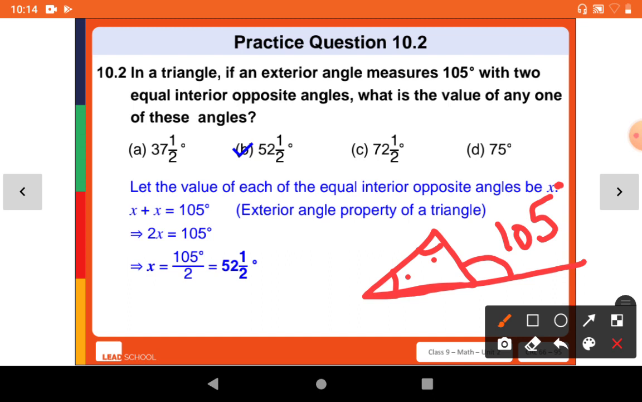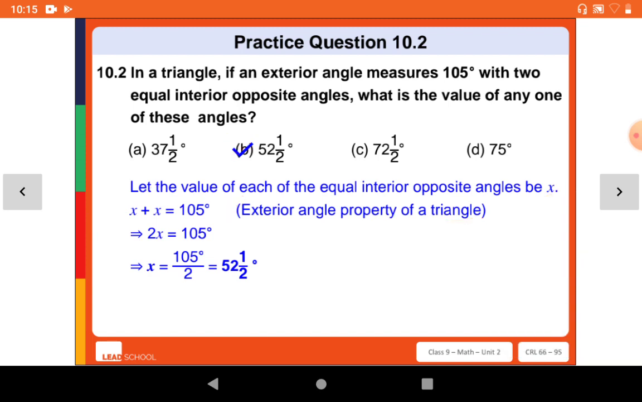If both are equal, then we have considered the value of both here as x, that means x plus x is equal to 105 degree by exterior angle property of triangle. Hence after solving the solution, x is equals to 52.5 degree and B option is correct. You can pause the video and note down the solution.